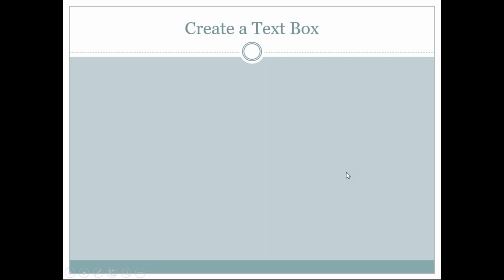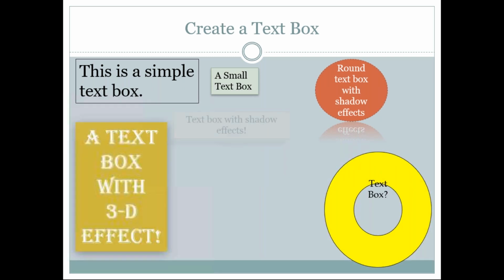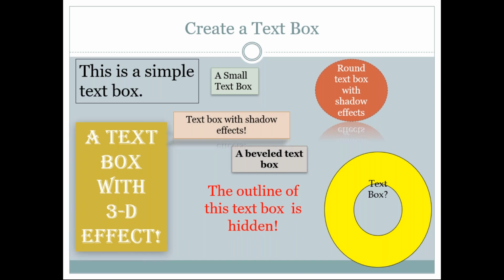One thing we'll be doing in this class quite a bit is creating and using text boxes. Text boxes come in all shapes and sizes. They don't always look like boxes. We can format them in a number of ways, as you can see here. These are just a number of examples. In fact, you can hide the outlines of a text box so it doesn't even look like a text box.